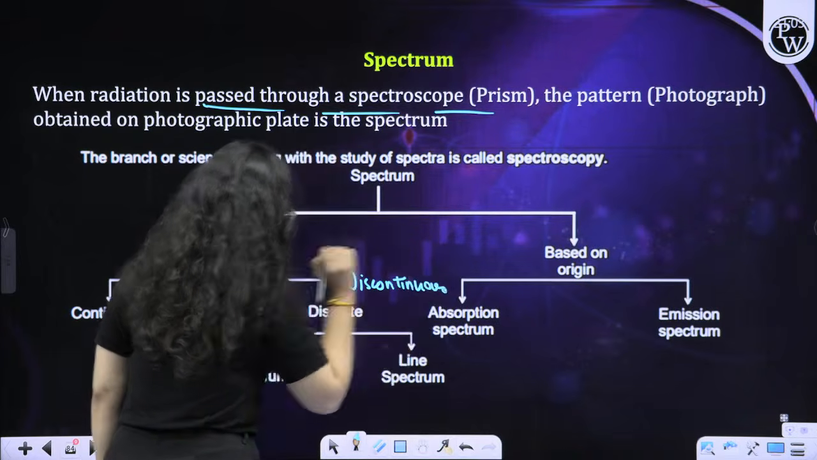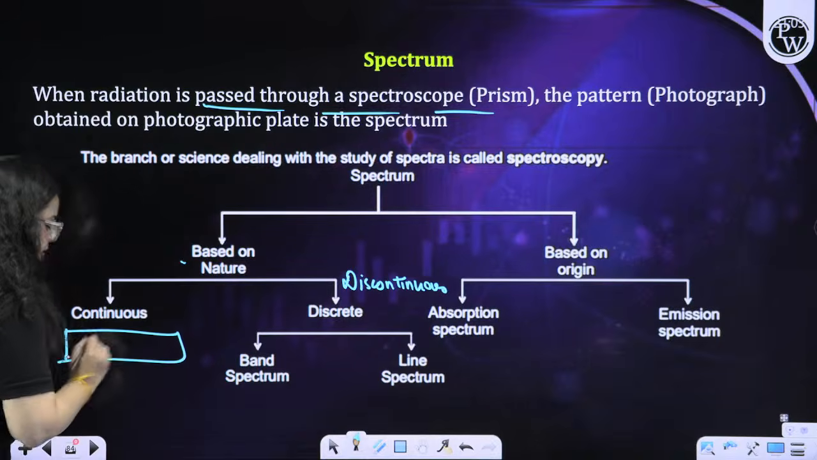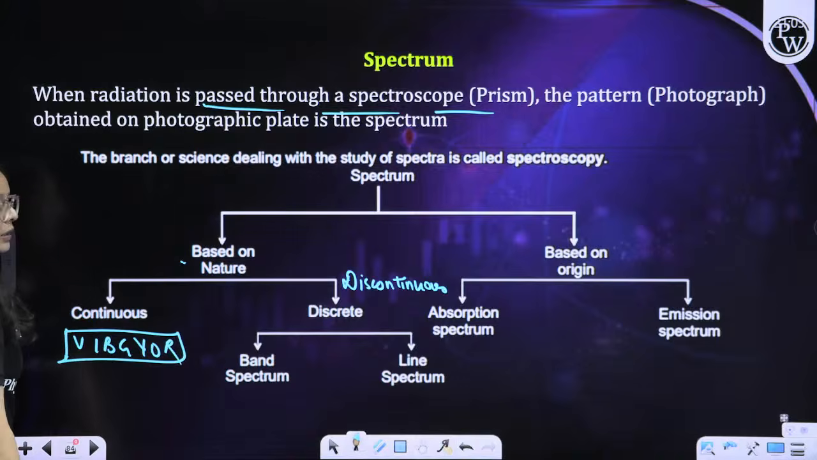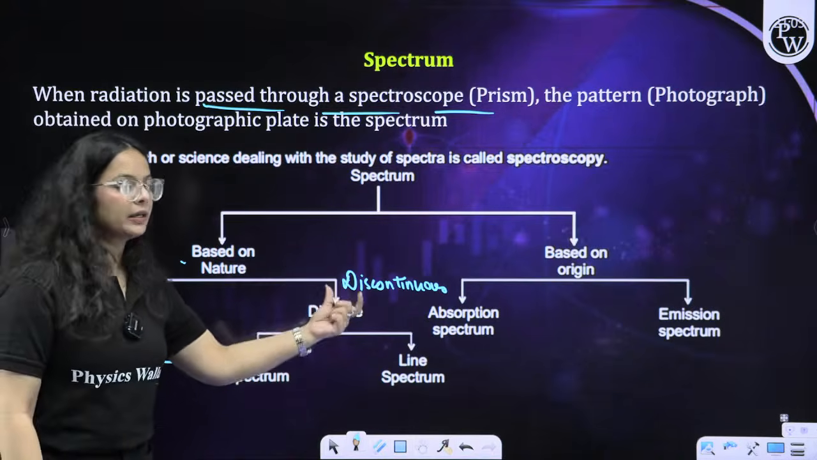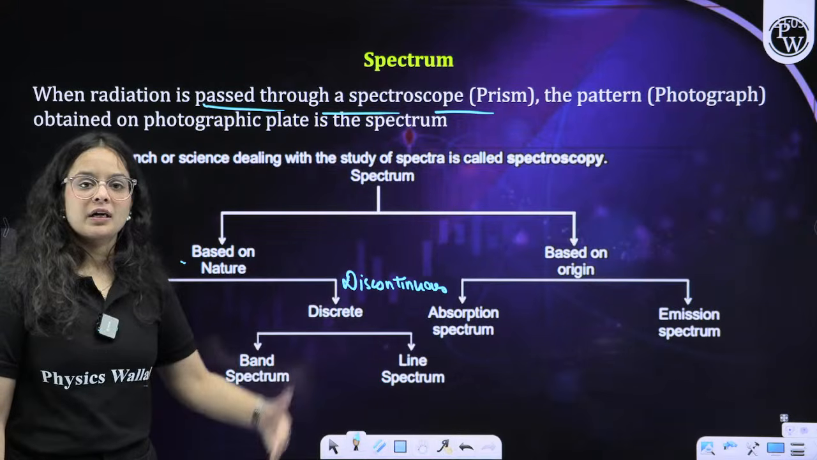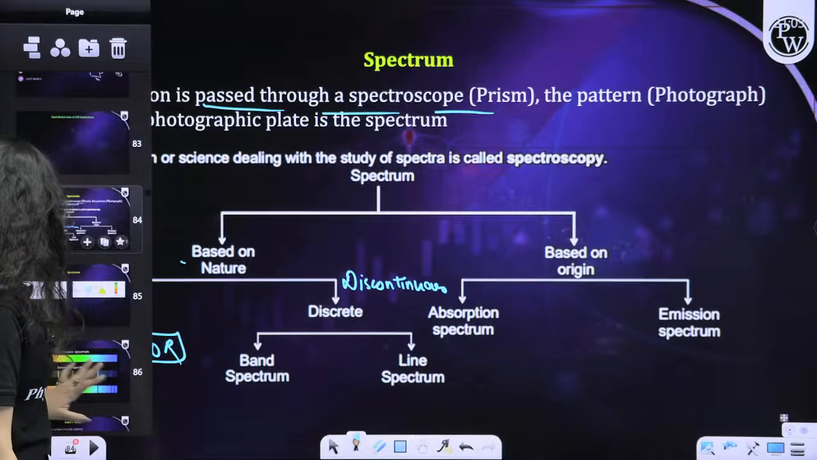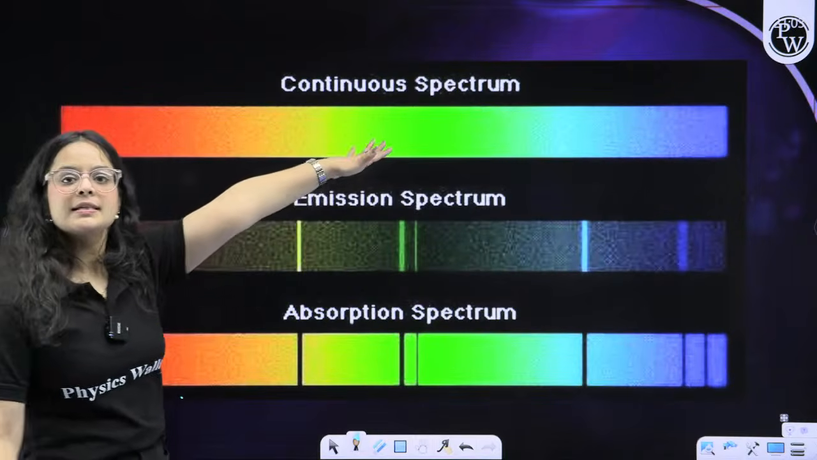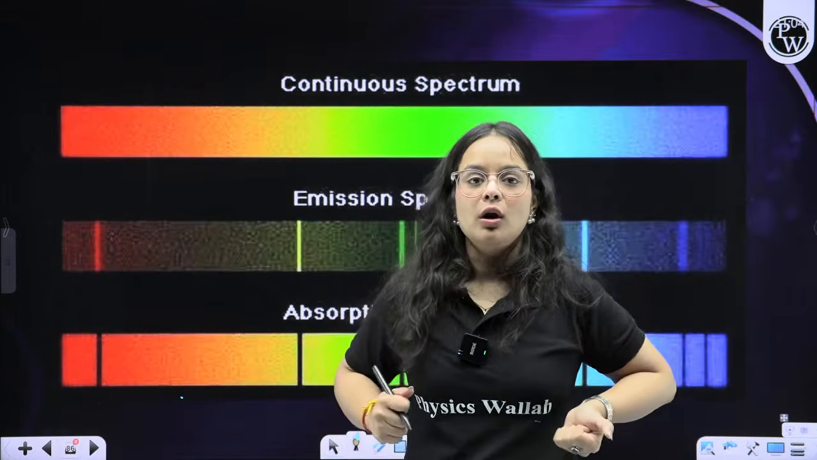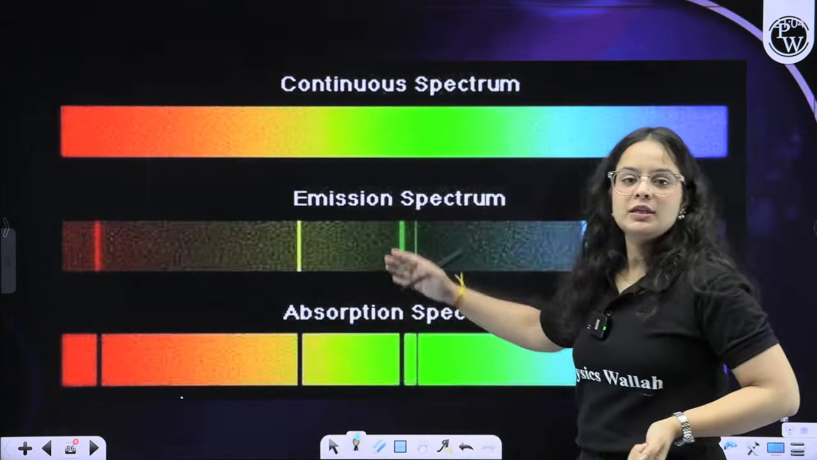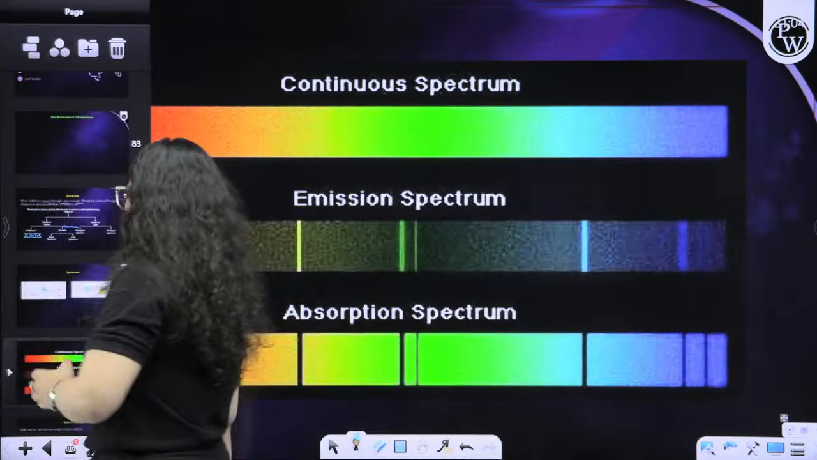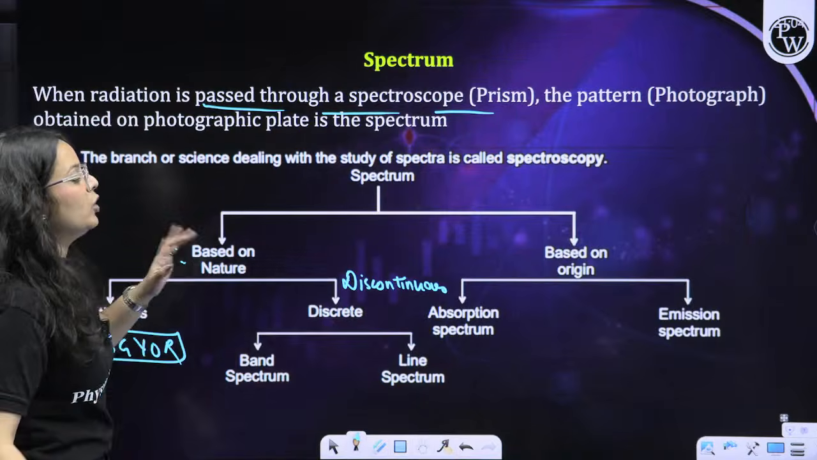What is a continuous spectrum? There is no partitioning line as such; one color merges with the other color. In discontinuous, there are the line spectrum and the band spectrum, with a partitioning line. Let me show you. See beta, this is a continuous spectrum. There is no partition at all, no lines at all. But these are discontinuous. You can see over here there are lines.